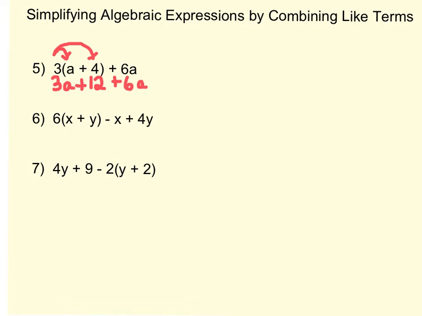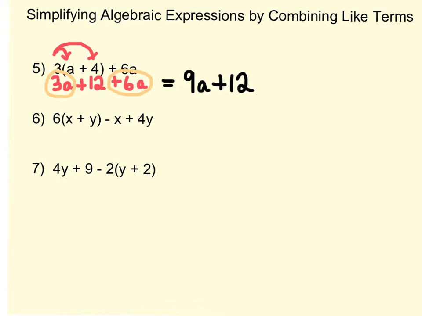Now it's just like all of the problems we did earlier today. We're going to look for our like terms. It looks like we have a 3a and a plus 6a. Those would be like terms. And so therefore if we combine those, 3a plus 6a would be 9a. And then we have the plus 12 in the middle that doesn't match up with anything else, and so that would be our answer.